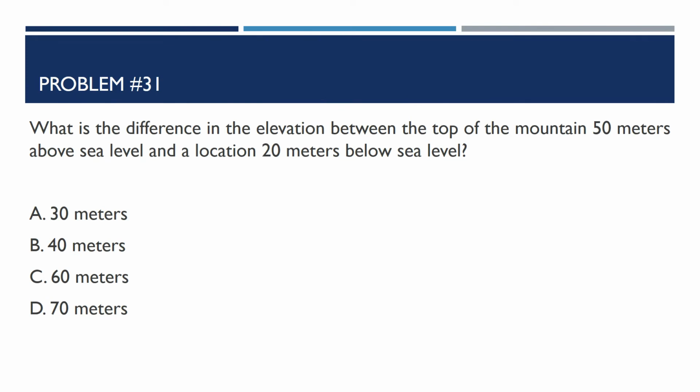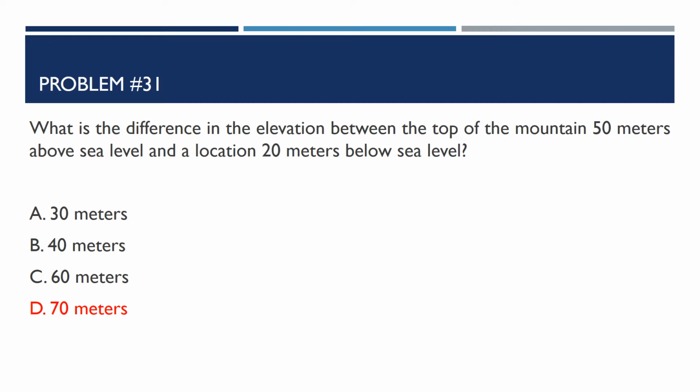So number 31, what is the difference in the elevation between the top of the mountain 50 meters above sea level and a location 20 meters below sea level? So let's find out the answer. The answer for number 31 is 70 meters. So let me explain to you why.